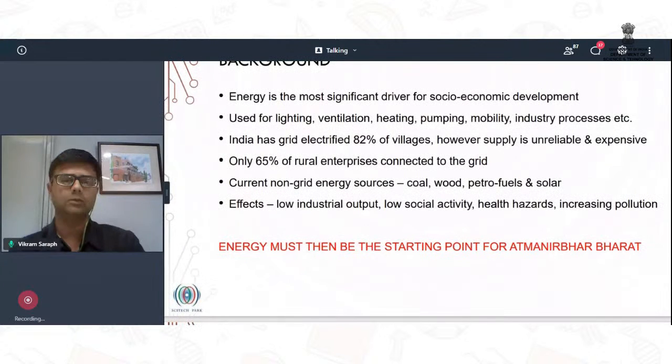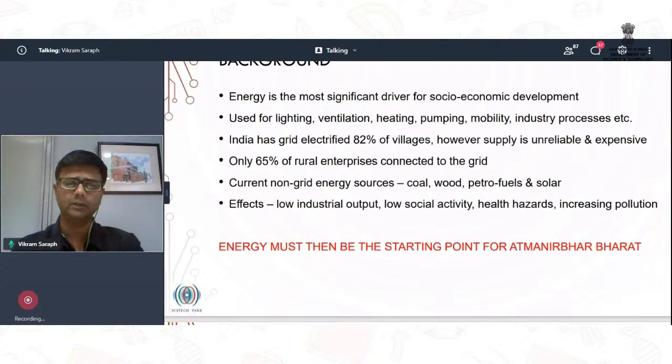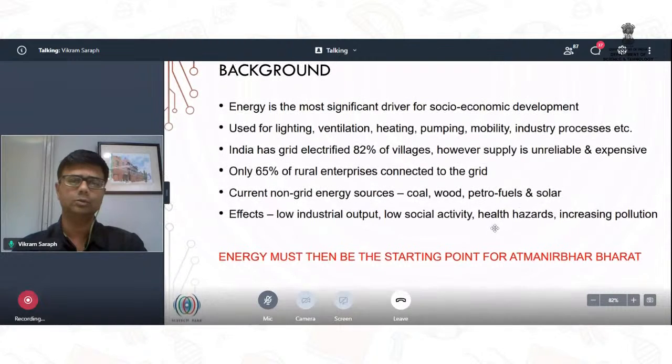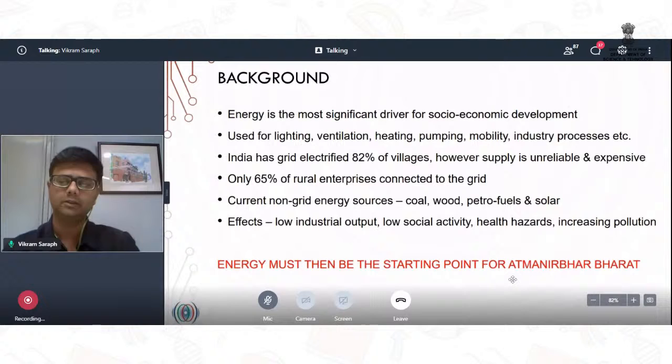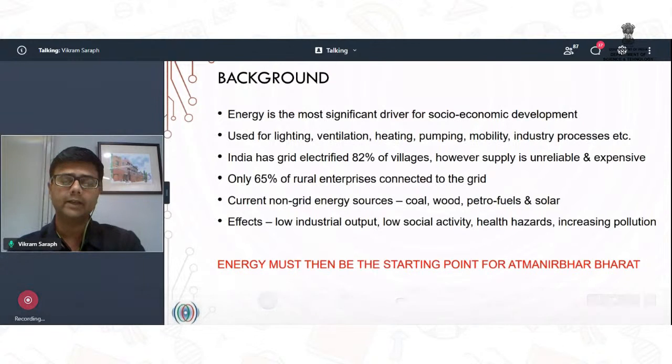So if you look at it, I've already stressed upon the fact that energy is the backbone for socioeconomic development, and I think everybody will agree to that. Everything that we do requires a lot of energy. It can be electricity, it can be heat, it could be a lot of other processes: lighting, ventilation. These are the things that we do that require energy. Commonly found energy sources today are coal, wood, petroleum-based fuels, and a little bit of solar that we've seen coming up in recent years.